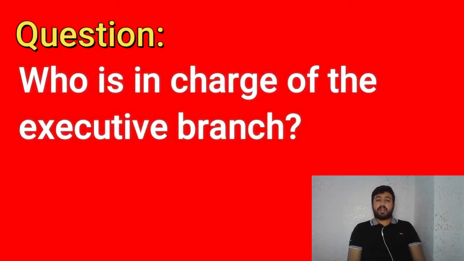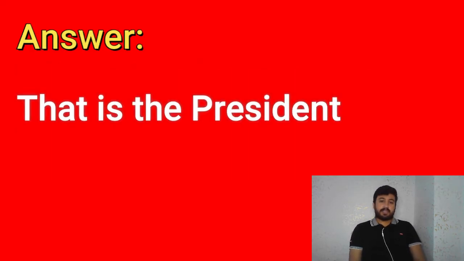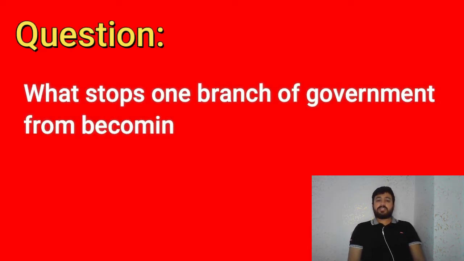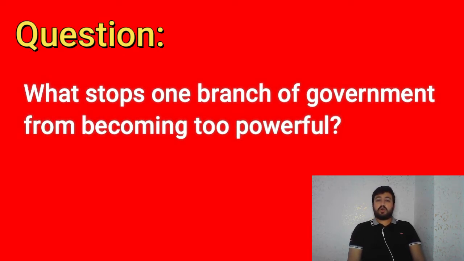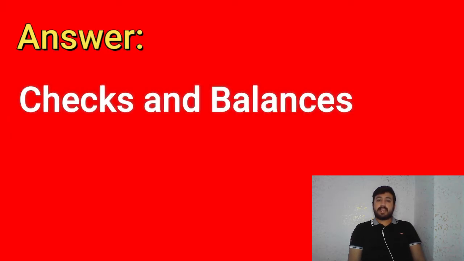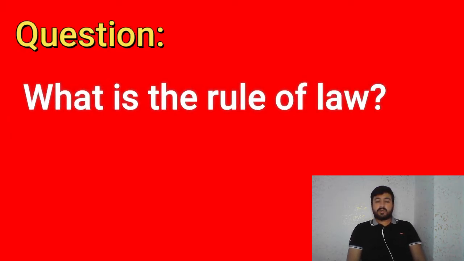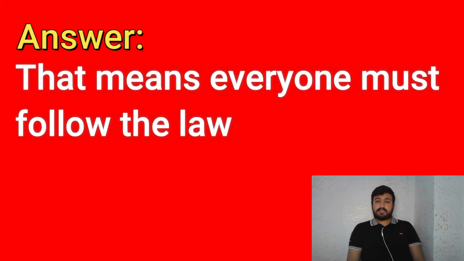Okay, moving on. There are 3 branches of government. First, we will talk about the executive branch, or the president. Who is in charge of the executive branch? That is the president. What stops one branch of government from becoming too powerful? Checks and balances. What is the rule of law? That means everyone must follow the law.